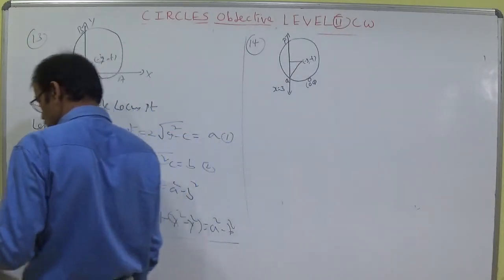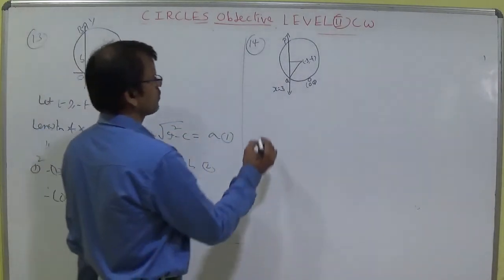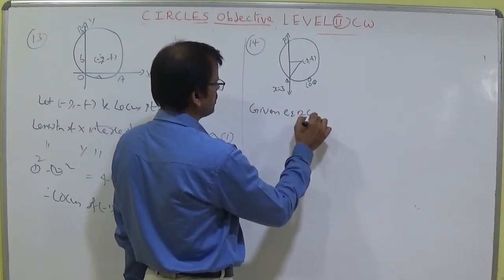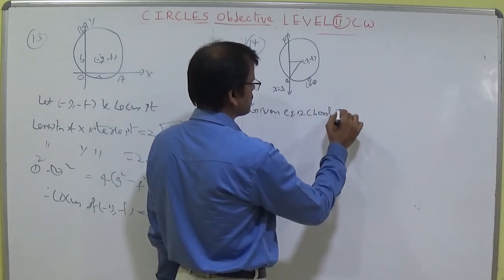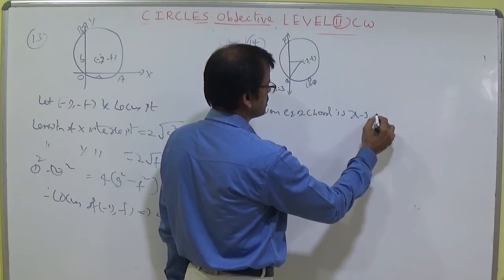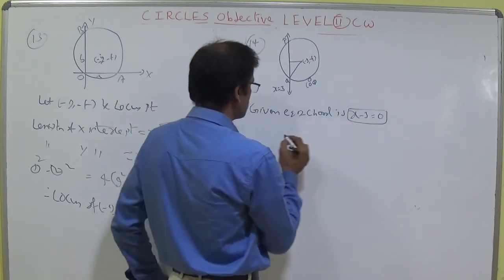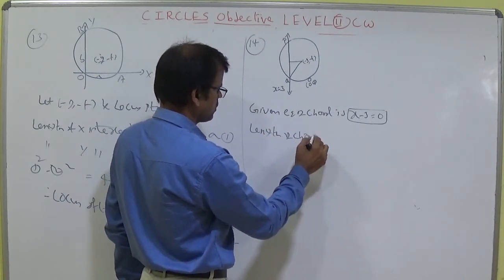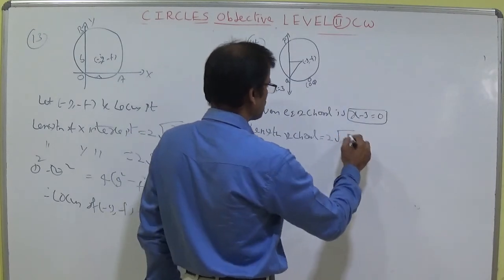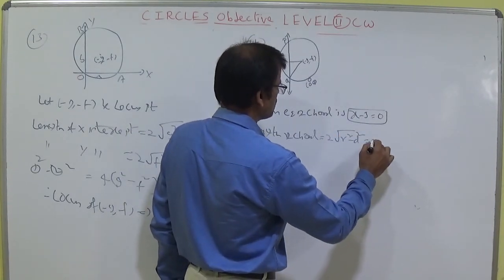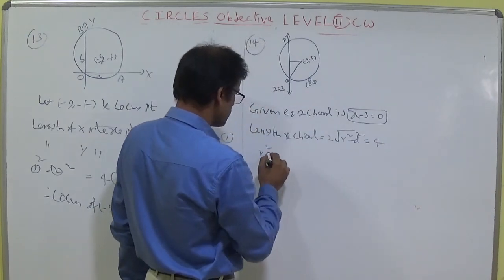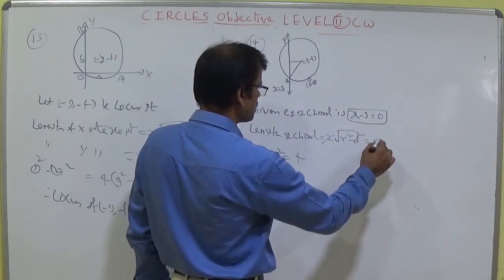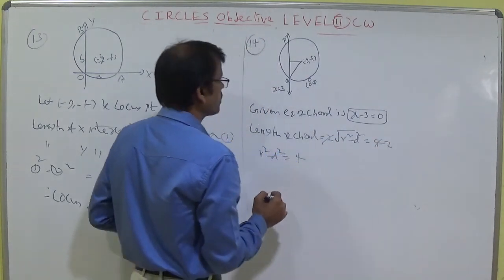So now we should calculate the locus of the center of the circle. The length of the chord is 4, and the equation of the chord is x minus 3 equal to 0. Length of chord formula is 2 root r square minus d square, given as 4. By squaring both sides, the 2 gets cancelled, so r square minus d square equal to 4.